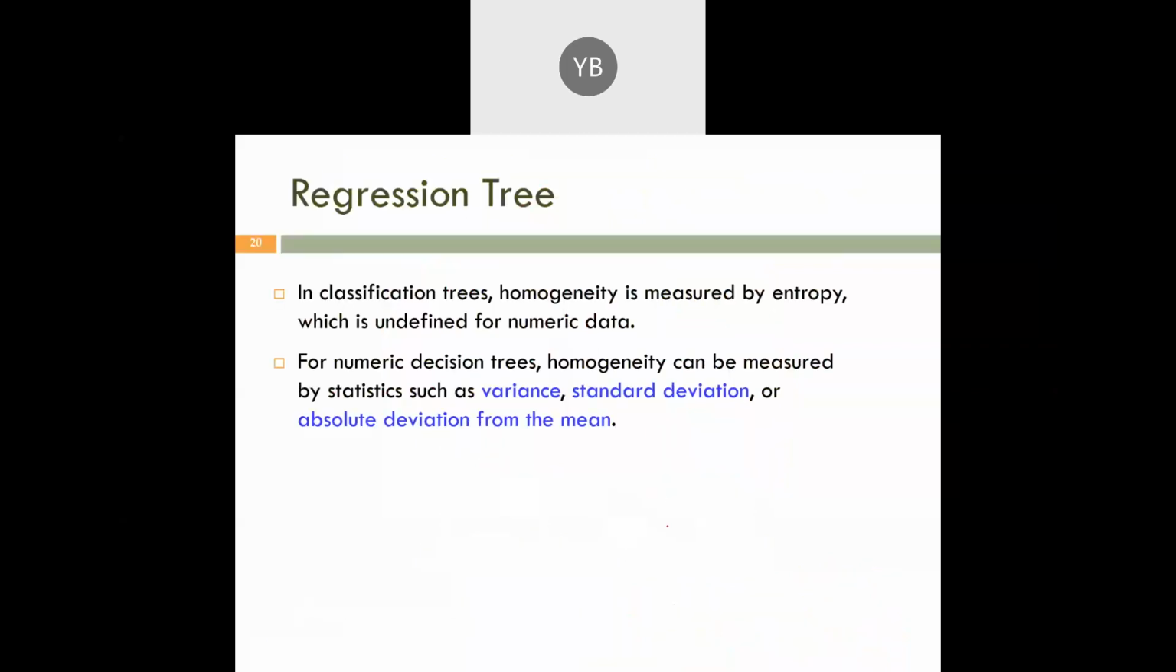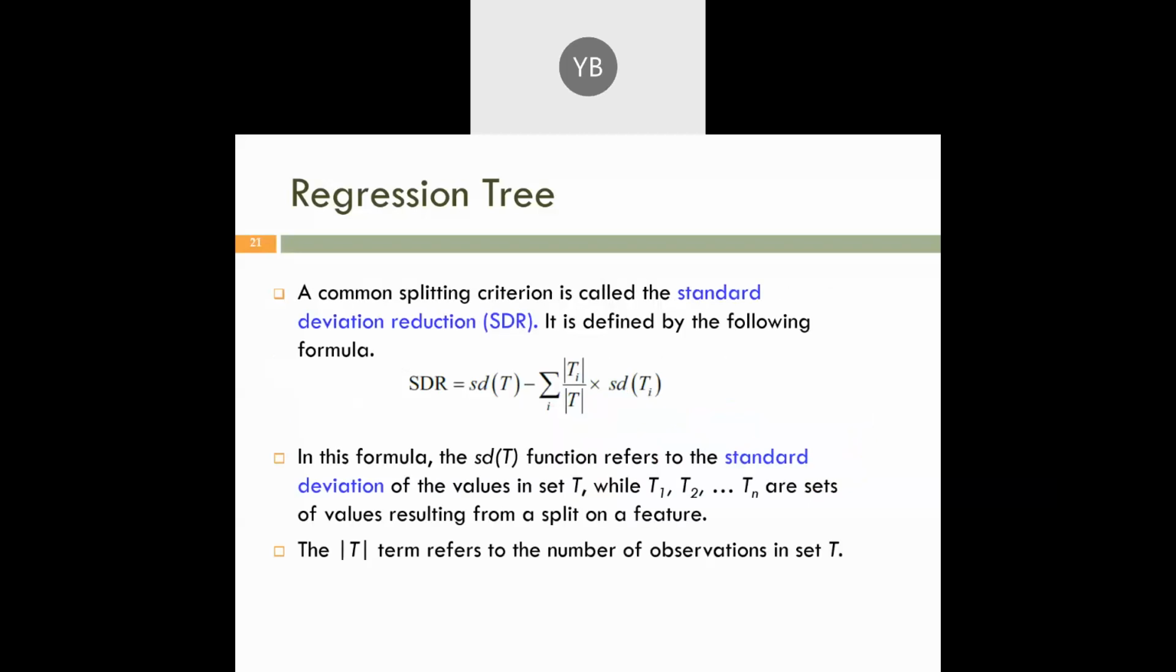So for the numeric decision tree, homogeneity can be measured by statistics such as variance, standard deviation, and absolute deviation from the mean. So all this can be computed based on the average or mean. So we can derive the variance and the standard deviation based on the average, the mean.